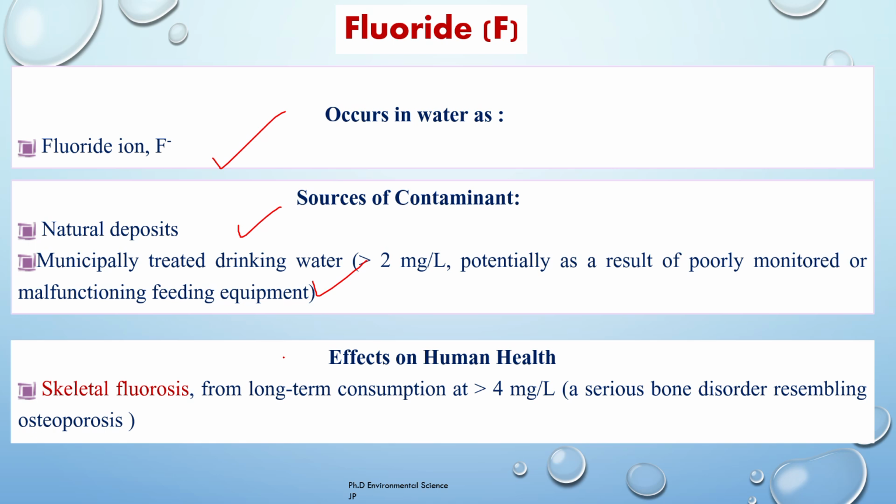Then effects on human health, skeletal fluorosis. Long-term consumption of water with fluoride concentrations above 4 milligrams per liter can lead to a serious condition known as skeletal fluorosis. This disorder resembles osteoporosis and it affects bones and joints. So symptoms of skeletal fluorosis include joint pain and stiffness, limited joint movement, bone pain and fractures, increased bone density, and abnormal bone growths.